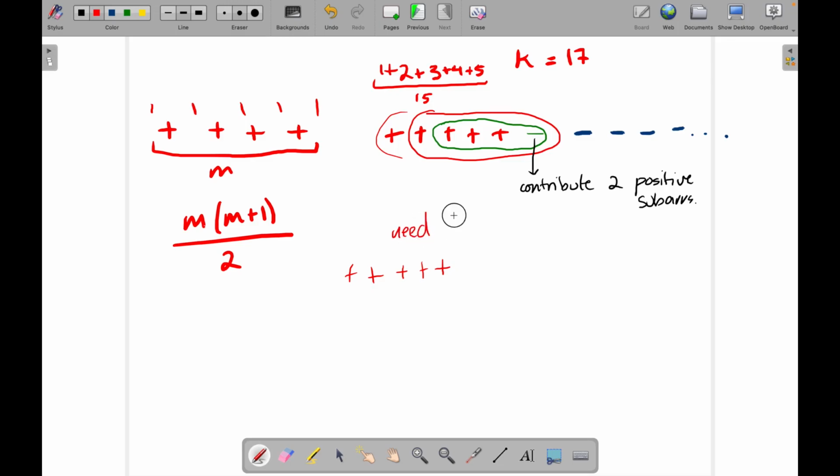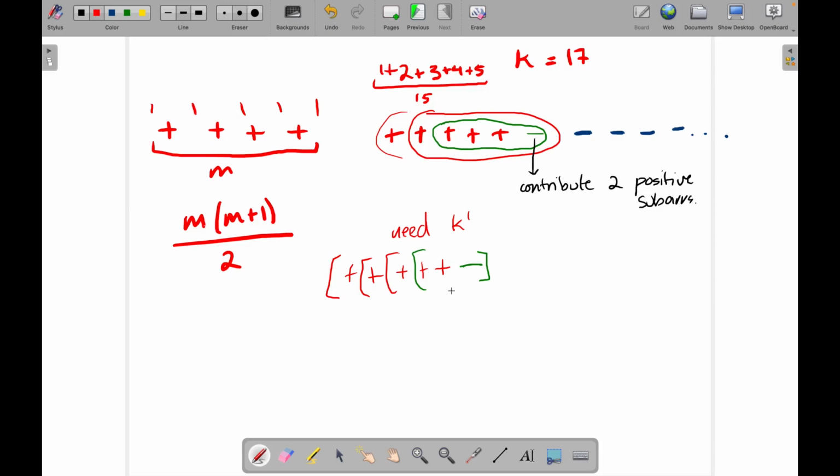Need k prime. What I'm going to do is handcraft, pick out a negative value such that there are k prime subarrays that have positive sum using this. So basically this negative is going to be manufactured such that, say, k prime is 3. Then this is a positive, this is a positive, this is a positive, but this is a negative. That's the value manufacturing we want to do.